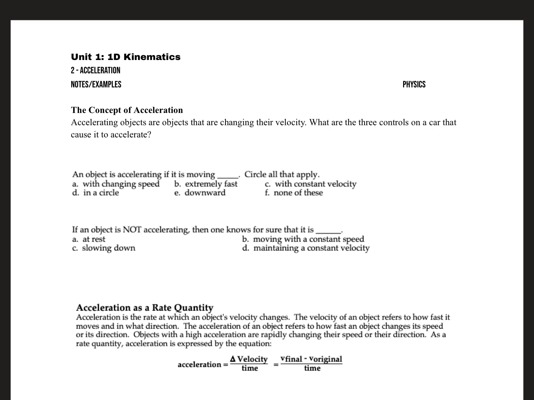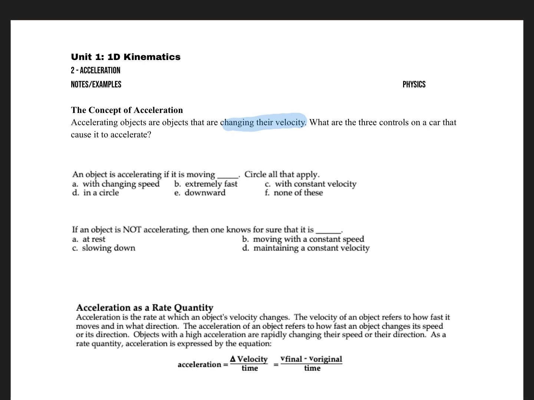Hey guys, welcome to our second section here, acceleration. We're going to do our video notes for this section. So we're talking about the concept of acceleration. Basically, accelerating objects are things that are changing their velocity. And that's the piece that is the most important here, right? Changing the velocity is what's going on.